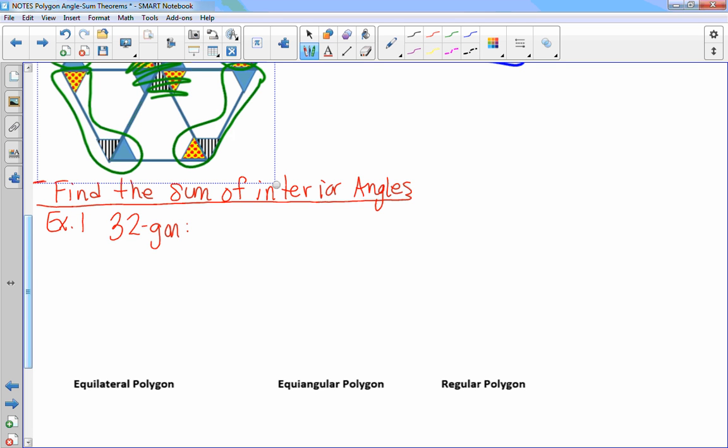Okay, this is what your work should look like. You should actually write down your work on your paper. 32, what do we subtract? 2, and then we times by what? 180. So you get 30 times 180, which is 5,400. Okay, I'm going to give you 2 more to try on your own. Stand up when you think you have both, and put your hands over your pencil.